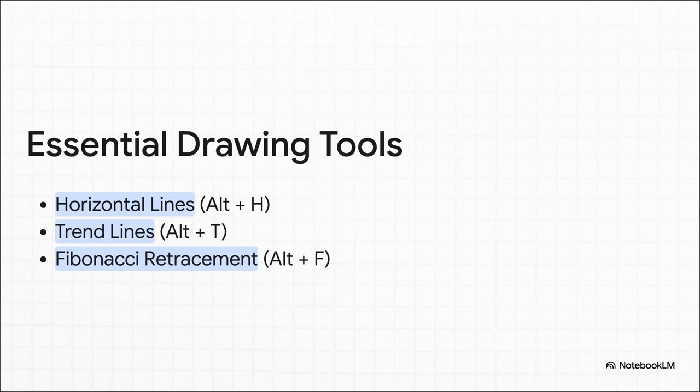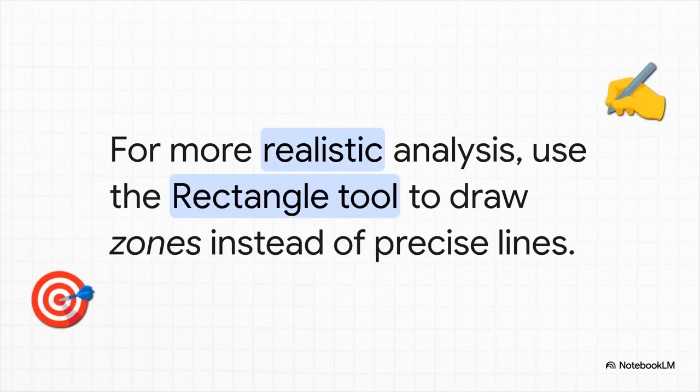Next up, drawing tools. These 3 are your bread and butter. Horizontal lines are for marking key levels of support and resistance. Trend lines, well, they show you the direction of the trend. And the Fibonacci tool, that's a whole world in itself, but it helps you spot where a price pullback might end. Pro tip, learn those keyboard shortcuts. It'll speed you up like you wouldn't believe. And here's a little trick that will immediately make your analysis better.